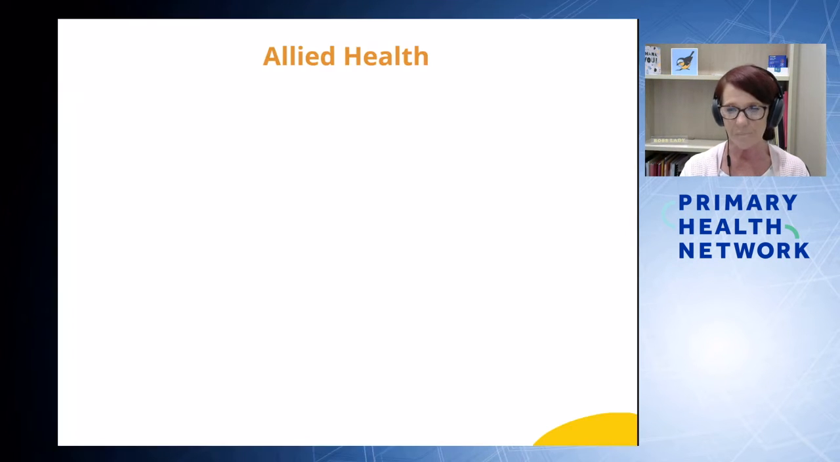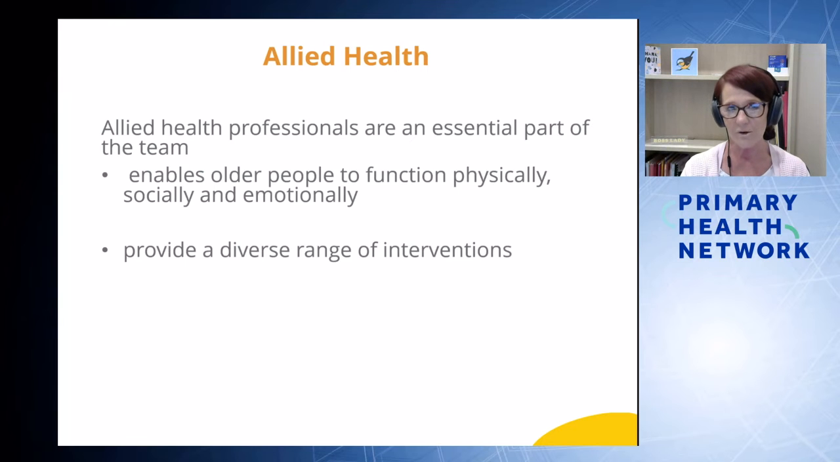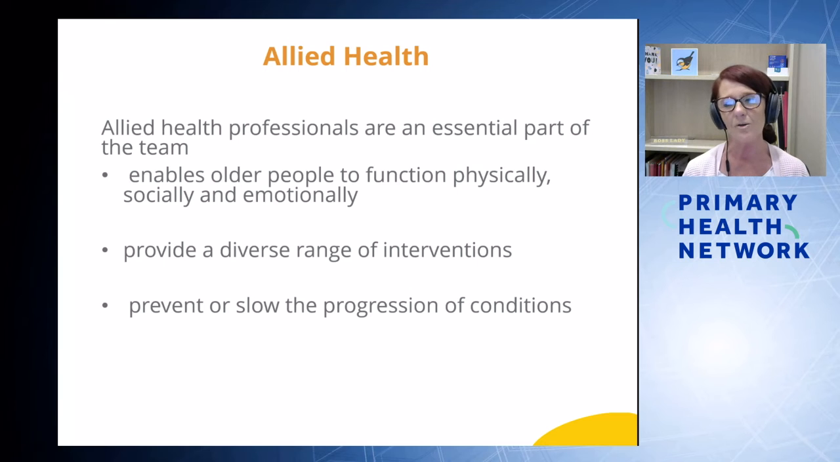And of course, the most important people in this are the allied health. What role do they play? As I've said more than once today, allied health plays a significant role in maintaining independence and regaining or reconditioning residents post-COVID-19. It enables them to function better physically, socially, and emotionally. Allied health provide a diverse range of interventions that can help to get them back on their feet. We've got so many different service provisions available, and being able to refer our residents for these services is so important. And of course, it prevents or slows the progression of conditions.